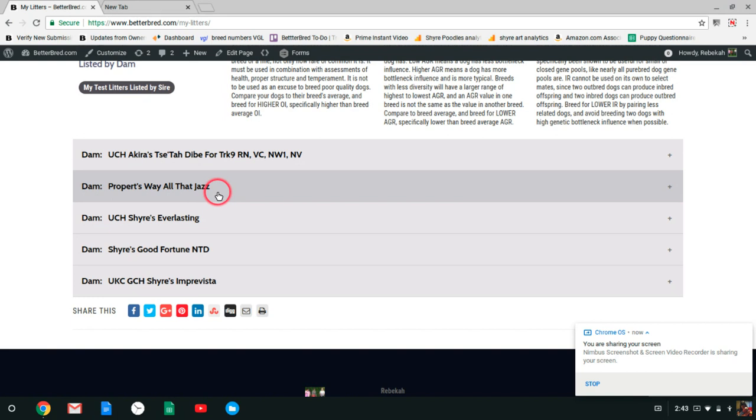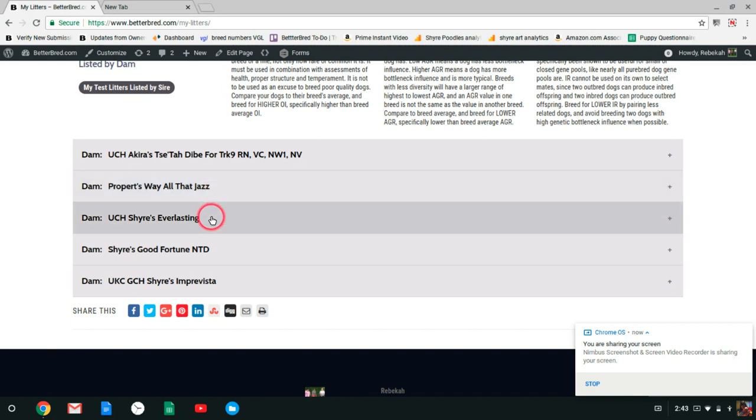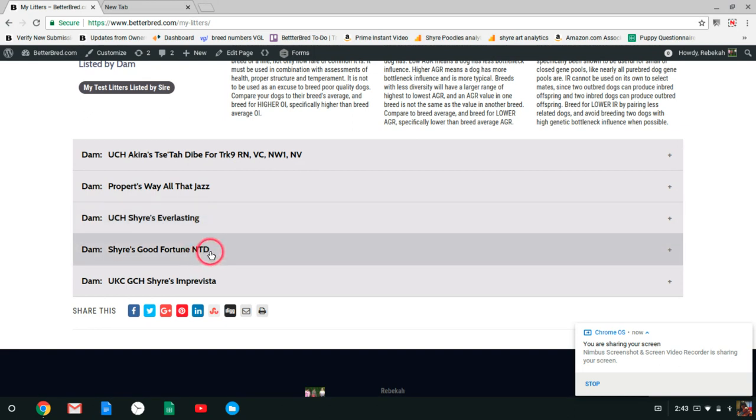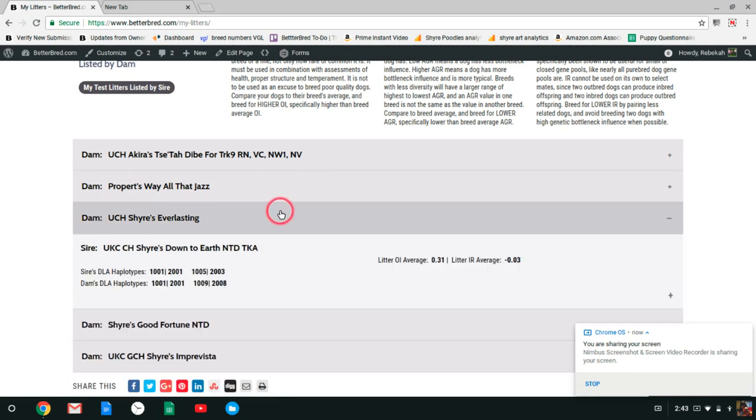And then here are two I'm going to talk about. Shire's Everlasting is my bitch Shire, if you've seen pictures of her. She's an apricot. And Shire's Good Fortune is Puka, who's my naughty little puppy. So I'm looking at potentially line breeding her. And this boy, Shire's Down to Earth, is co-owned with Tasha, and he's a superstar, basically.